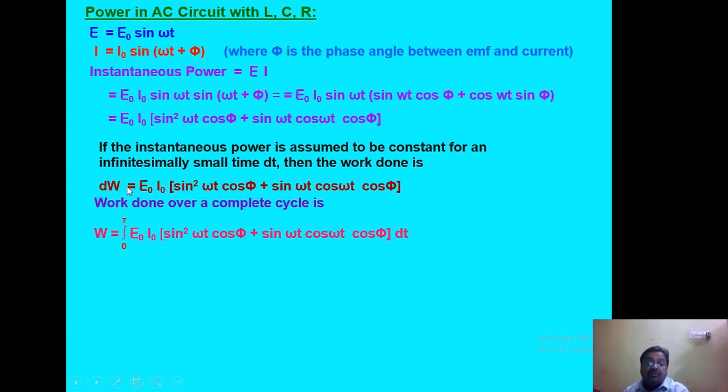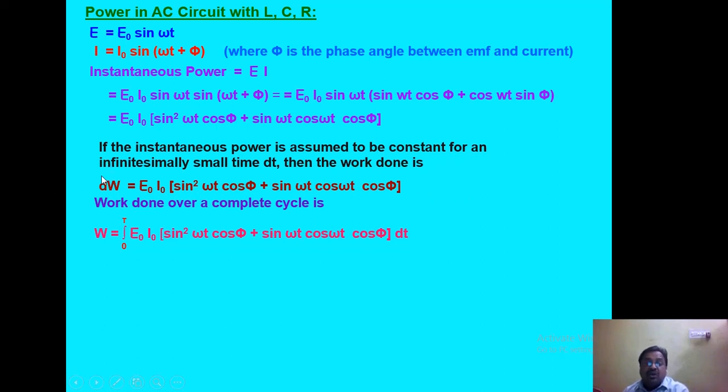This is not only dW. This is the work done in 1 second. So dW will be equal to E0 I0 into this quantity into dt. In the cursor mark there should be a dt, but it is somehow left out here. There should be dt because power is the rate at which energy is consumed. Power equals dW by dt, or dW equals this into dt.